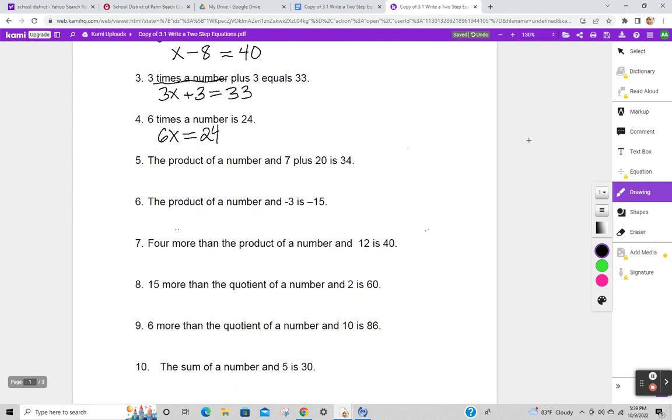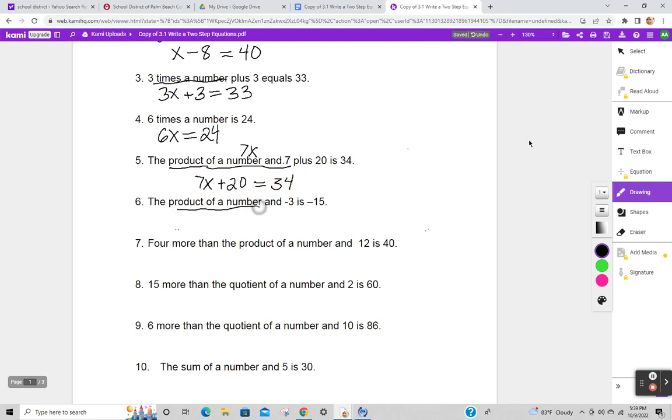The product of a number, you need to know the word product means multiply. The product of a number and 7, so here what we have is 7x. These two are being multiplied. Product means you're multiplying. Okay, what are we multiplying? A number and 7. So the product of a number and 7 gives us 7x. To that, we're going to add 20, plus 20. And is will give us the equal sign, and that'll be equal to 34.